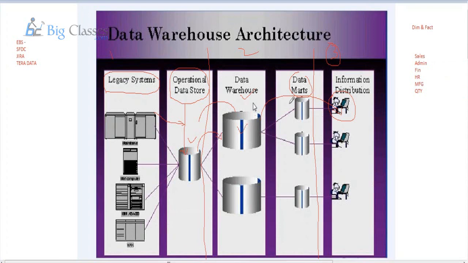Sales information we will store in one data mart. Finance information we will store in one data mart. Quality, manufacturing, like that we will divide the entire warehouse into small pieces. That part is called data marts. A data mart is a subset of the data warehouse. That's it, it's a subset. From here we can take the information, or else we can connect to the single data warehouse and create the reports. So this is the entire data warehousing architecture.